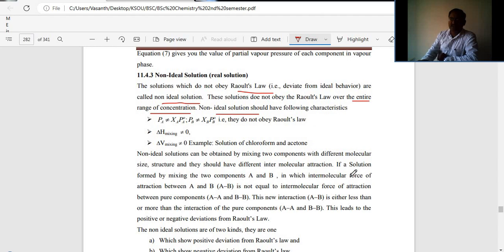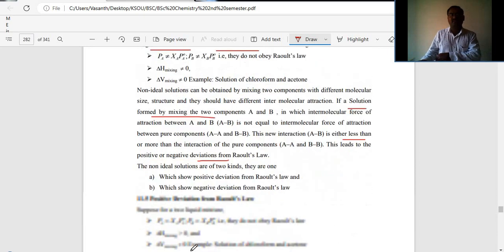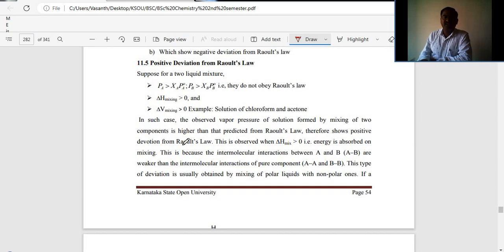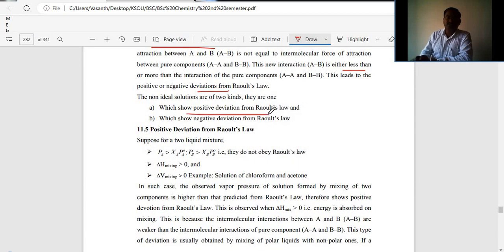This happens if a solution is formed by mixing two components A and B in which the intermolecular force of attraction between A and B is not equal to the intermolecular force of attraction between AA and BB. These new AB interactions are either less than or more than in Raoult's law. It shows two types of deviation: positive deviation from Raoult's law and negative deviation from Raoult's law.